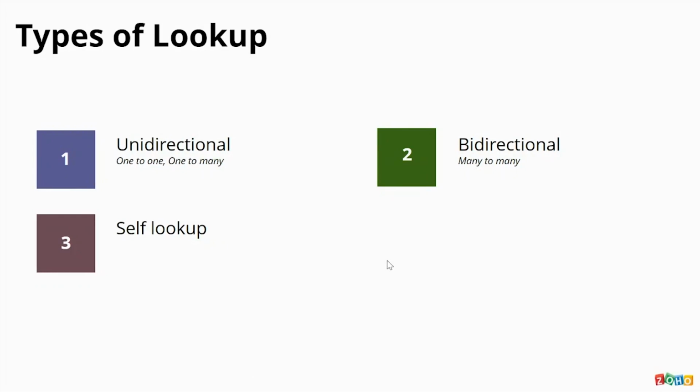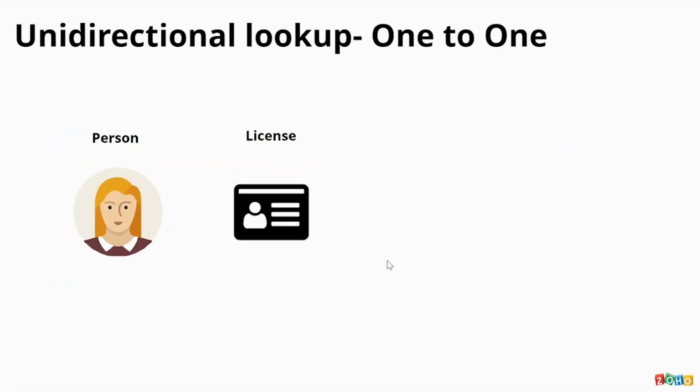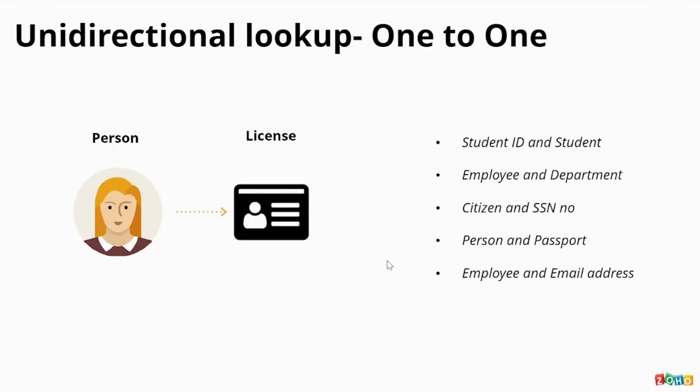Let's go through each one of these topics one by one. Let's take the first one, unidirectional lookup, and under that, I'm going to take the one-to-one relationship. Let's take two entities: one is a person and another one is a license. One person can be associated to only one license, and each unique license can be associated to only one person. So this forms a one-to-one relationship. I've also cited a few other examples which fall into a one-to-one relationship.